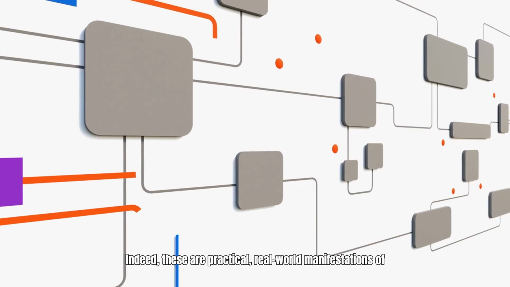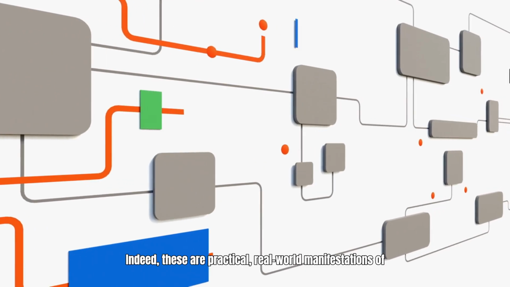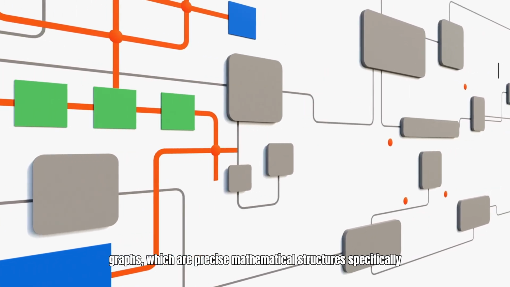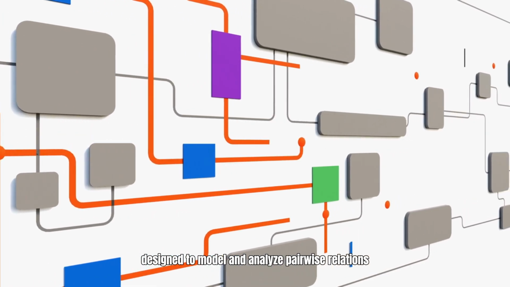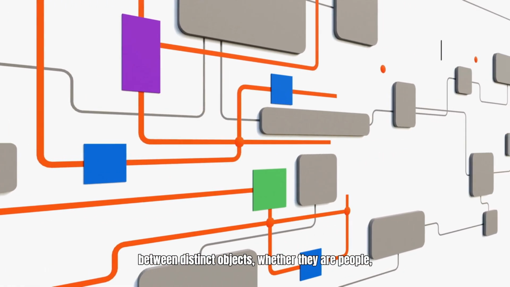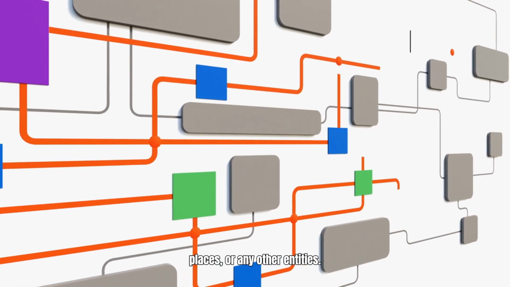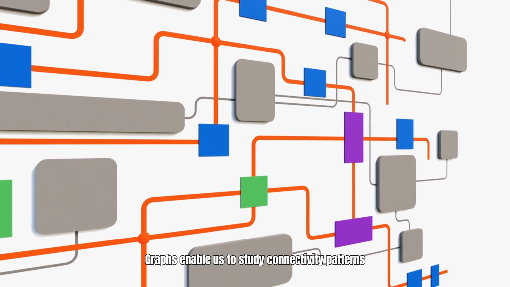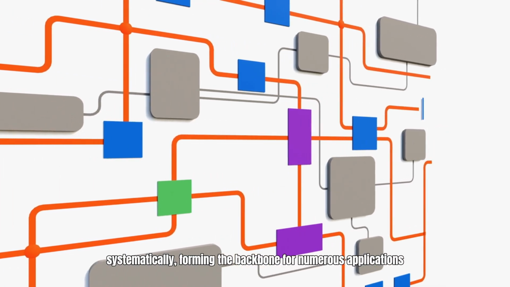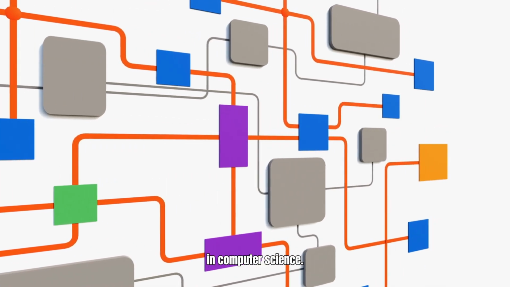Indeed, these are practical, real-world manifestations of graphs, which are precise mathematical structures specifically designed to model and analyze pairwise relations between distinct objects, whether they are people, places, or any other entities. Graphs enable us to study connectivity patterns systematically, forming the backbone for numerous applications in computer science.